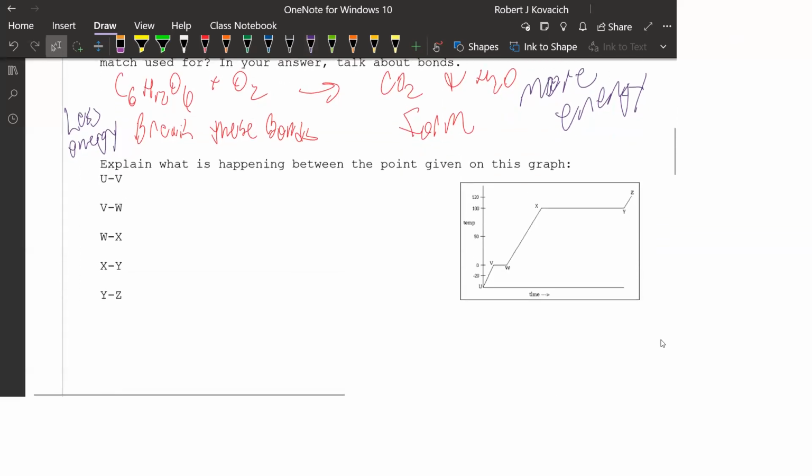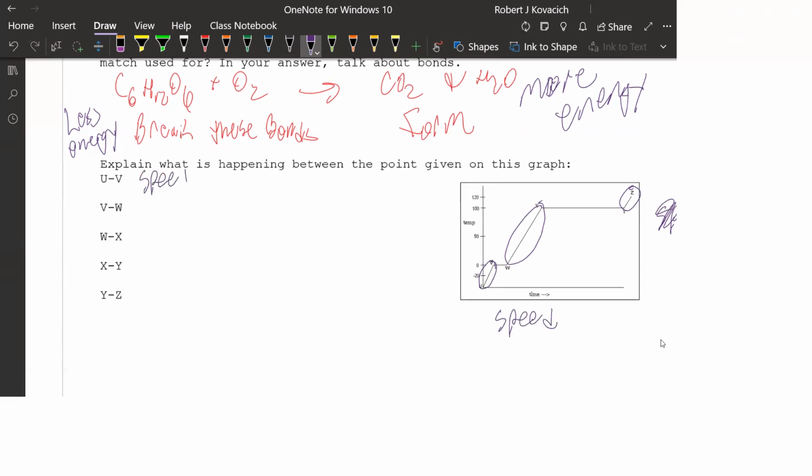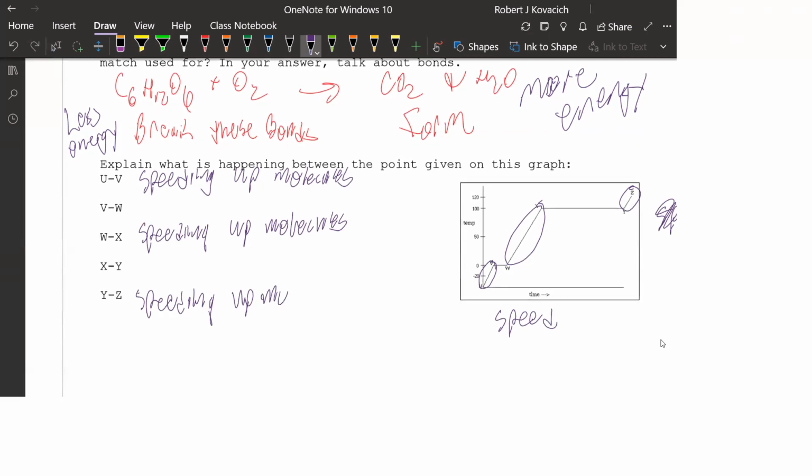Okay, so on these raised sections, angled sections where the temperature is going up, this is about speed. So this is speeding up molecules, speeding up molecules, speeding up molecules. That's all that's happening in those angled sections.